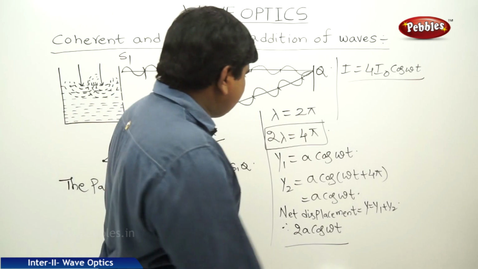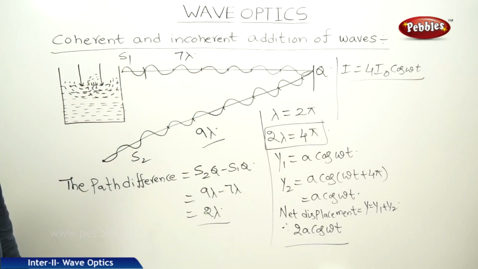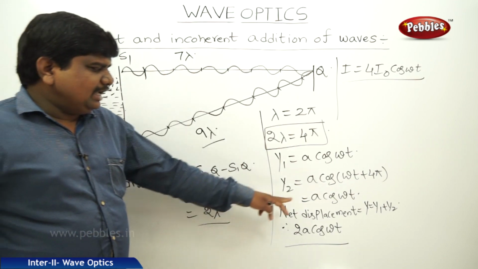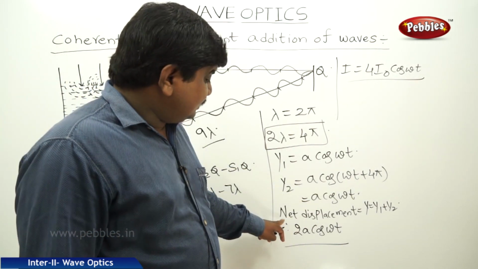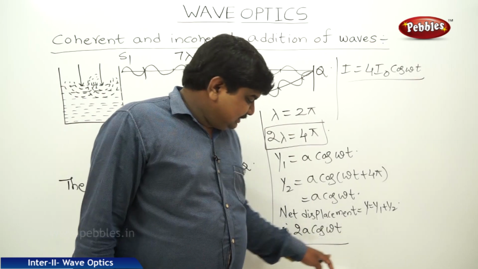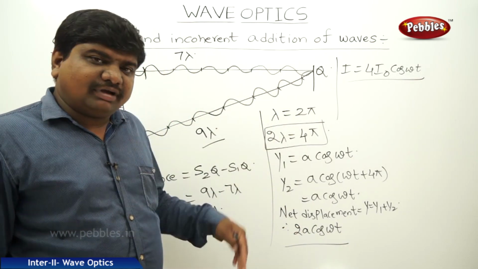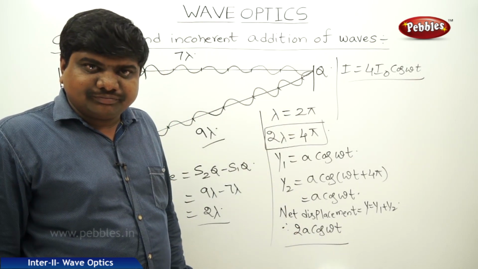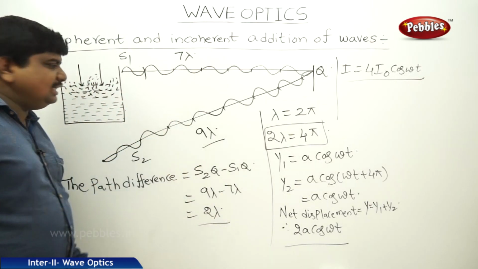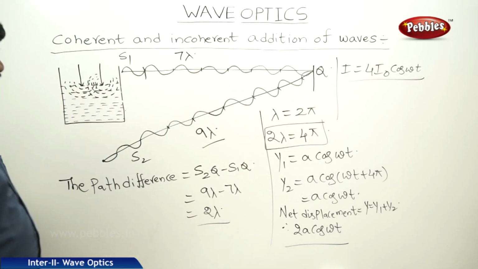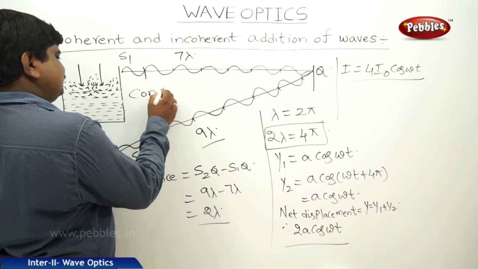So in this case, what we can understand is, if two waves are in the same phase, their displacements will be added and the intensity becomes four times that of a single wave. Like this we can define constructive interference. This is the example of constructive interference.